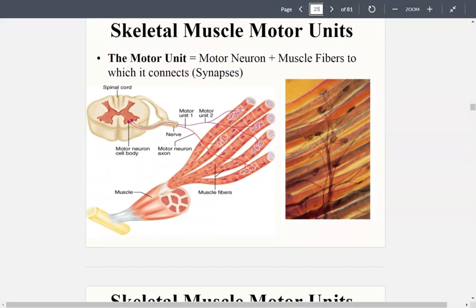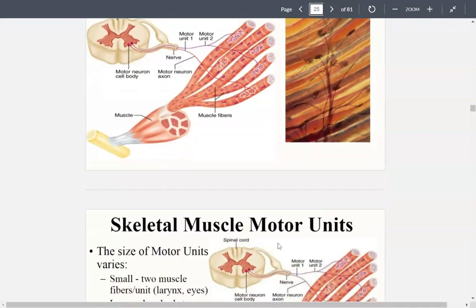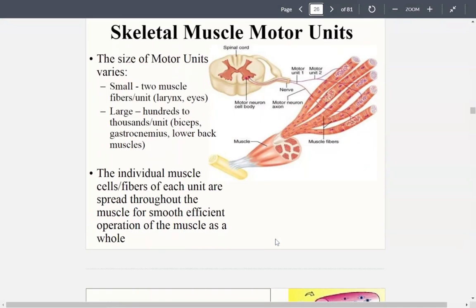A motor unit is going to refer to the motor neuron and all of the muscle fibers to which it is connected. So all of the muscle fibers that it talks to. That could be one, or that could be half a dozen to a dozen to a couple hundred, depending upon the motor neuron and the muscle involved. As I mentioned, they can be really small. These would be found in like the larynx and the eyes, or they could be large, upwards of thousands: biceps, gastrocnemius, lower back muscles.